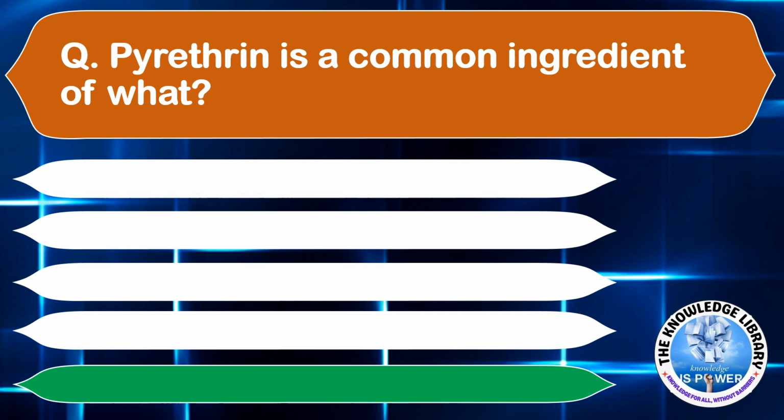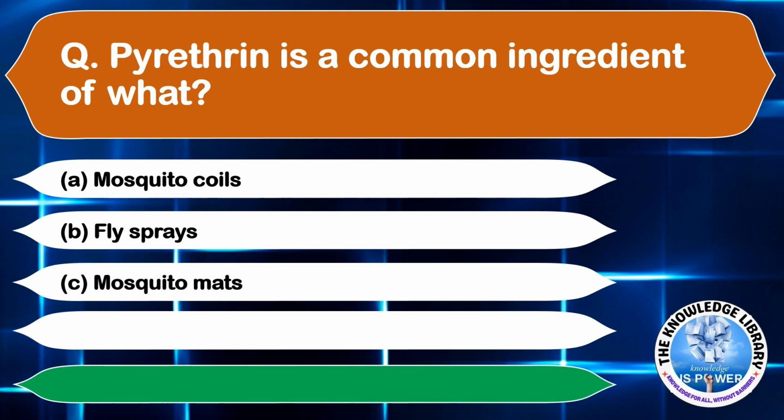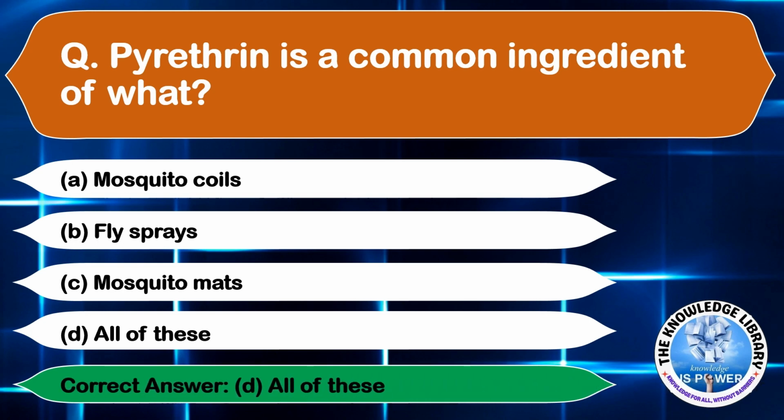Pyrethrin is a common ingredient of what? Option A, mosquito coils. Option B, fly sprays. Option C, mosquito mats. And option D, all of these. The correct answer is option D, all of these. Moving on to the next question.